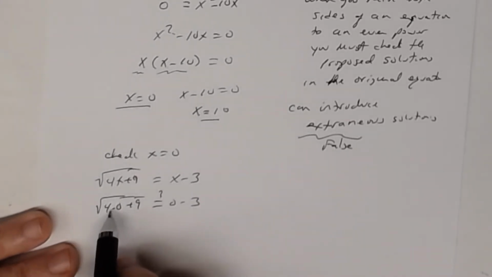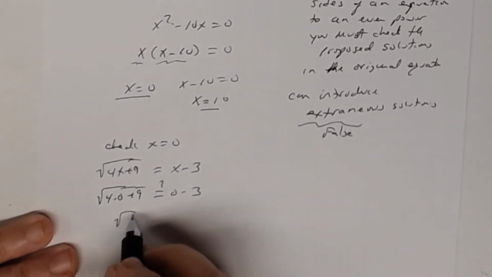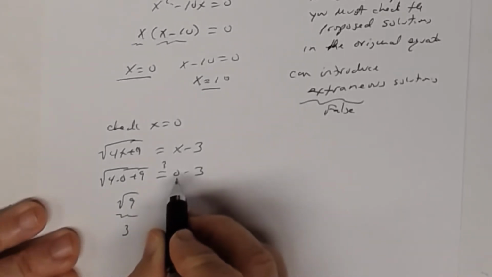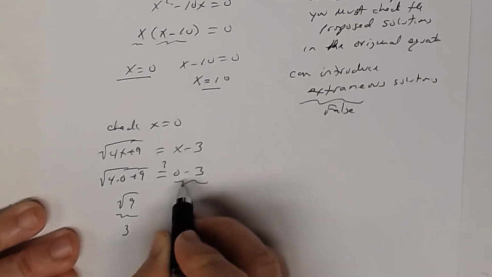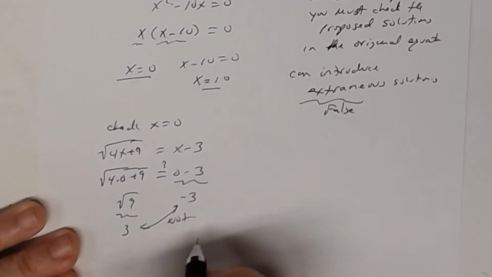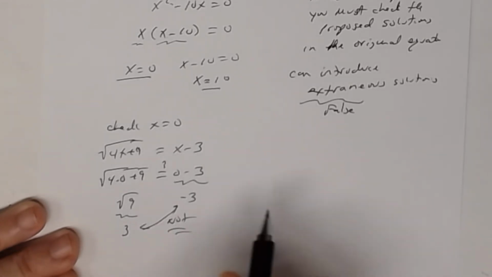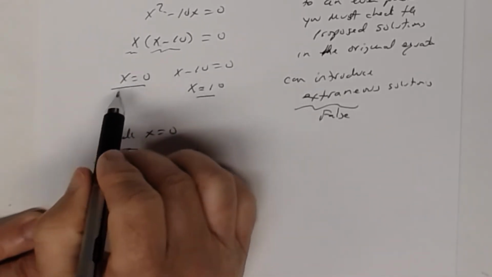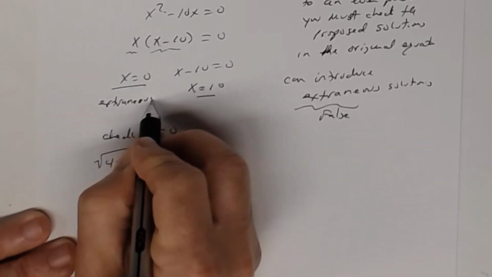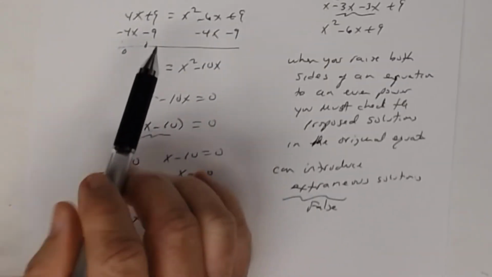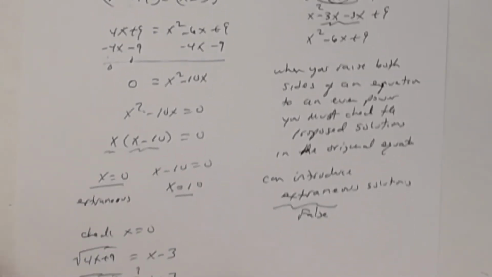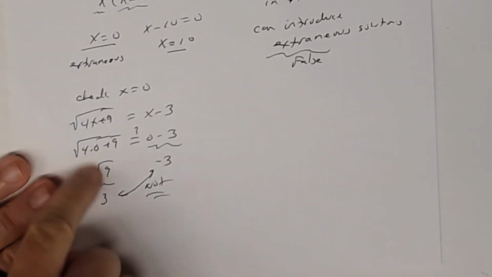Well, 4 times 0 is 0. 0 plus 9 is 9, right? And so we have the square root of 9. But we know the square root of 9 is 3. Over here, though, I have 0 minus 3, or 0 subtract 3, which is a negative 3. And notice those are not equal to each other. So x equals 0, this is extraneous. So in other words, it's a solution to this quadratic, but it's not a solution to the square root equation that we had earlier. So you see, it only took maybe 30 seconds.